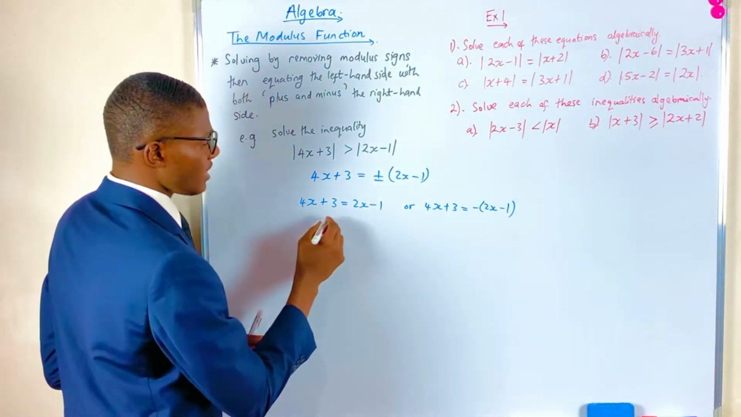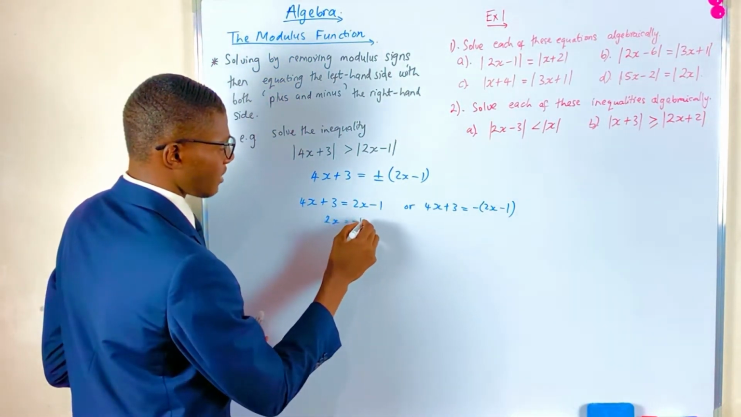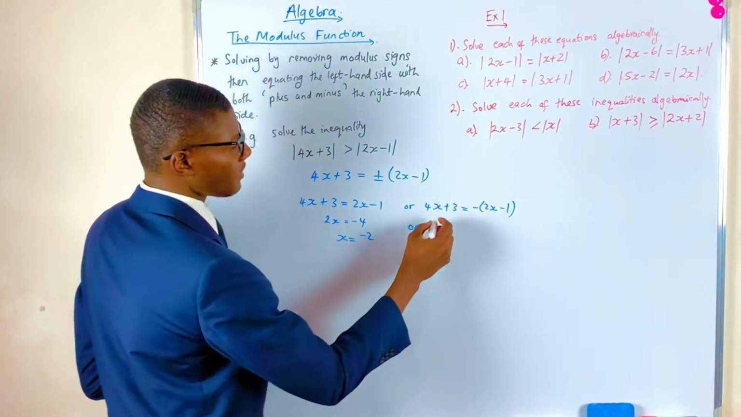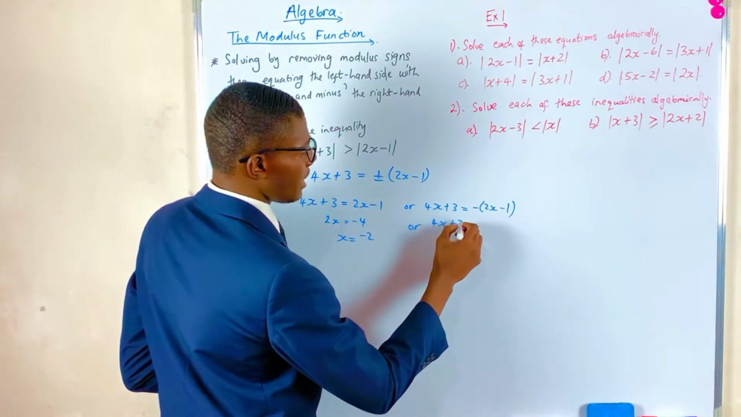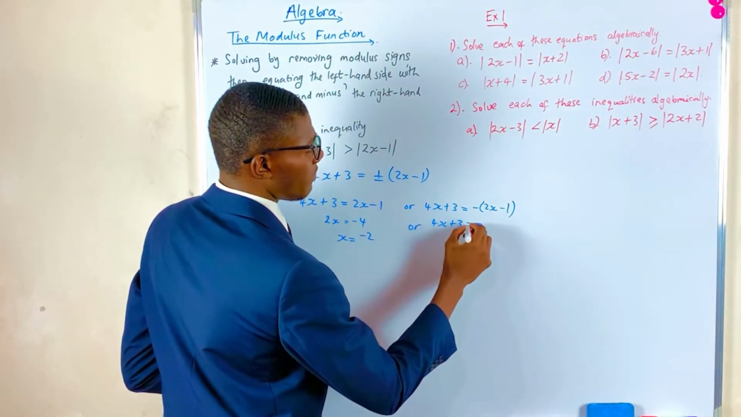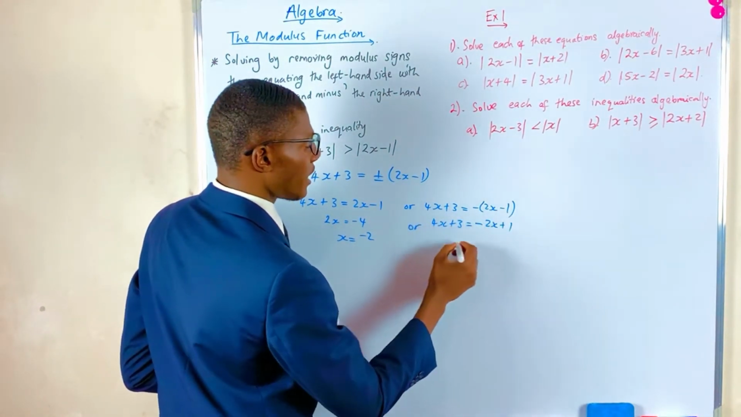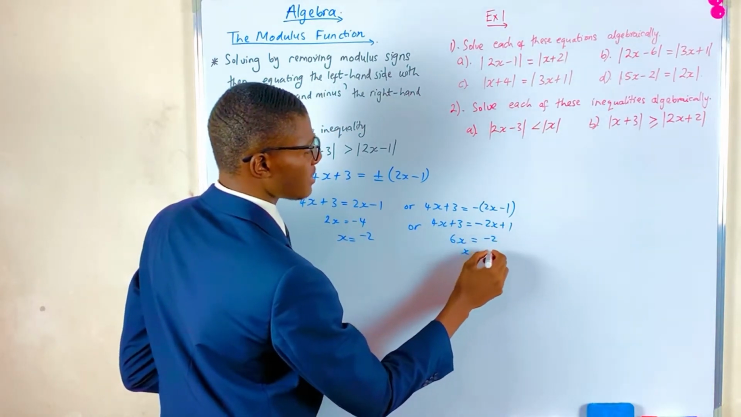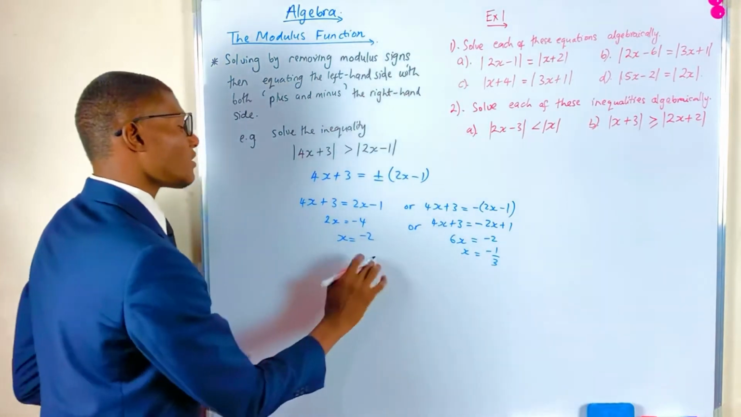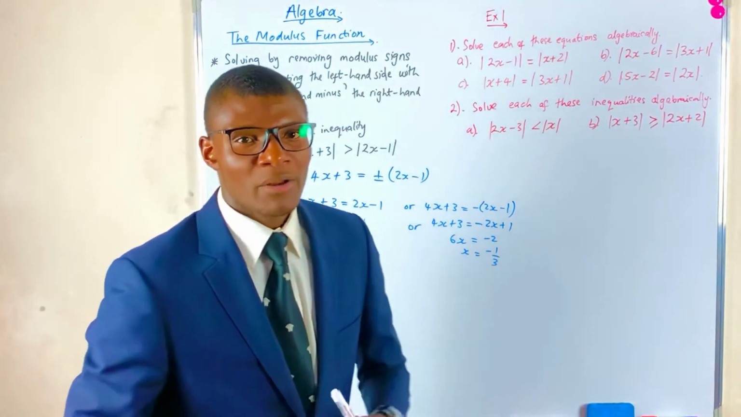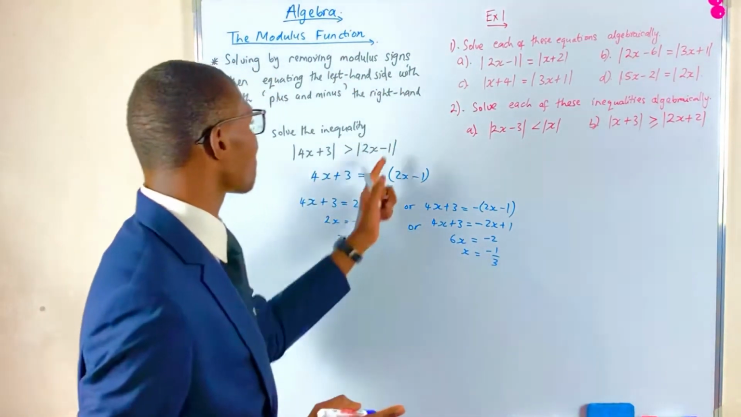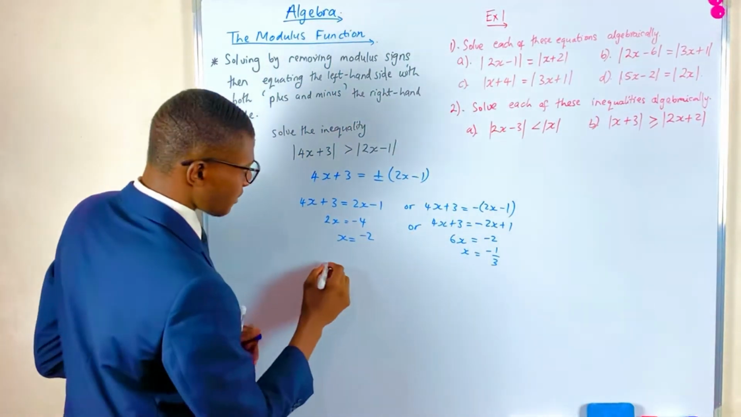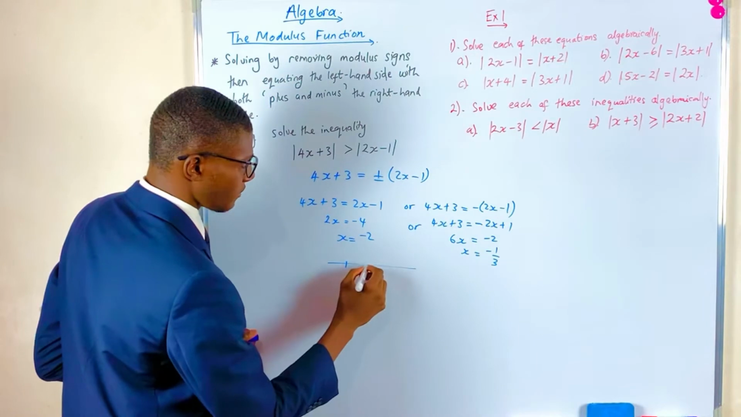So here, taking x to the side, 2x is equal to minus 4, then x is equal to minus 2, or we've got 4x plus 3 being equal to minus 2x plus 1, then 6x will be equal to minus 2, such that x is equal to minus a third. So we've got these two solutions for x, but we need to find the range for which this is to be valid. So we shall come up with a number line.